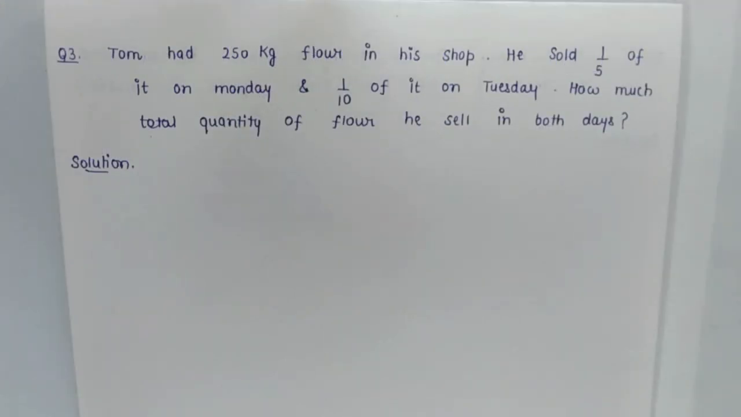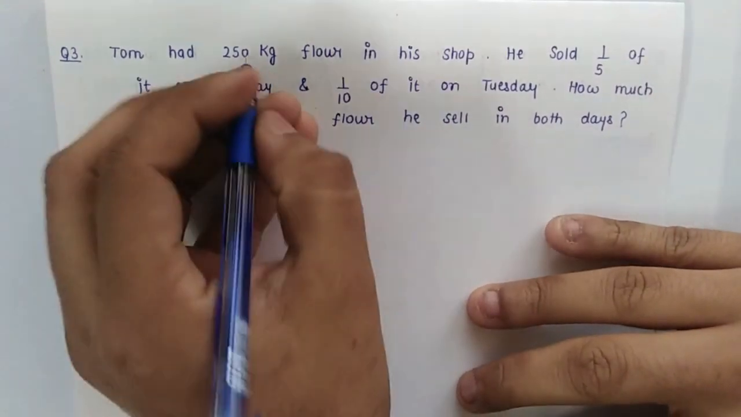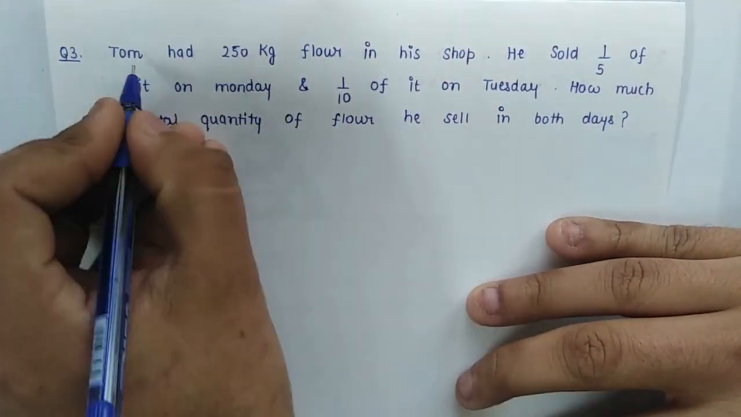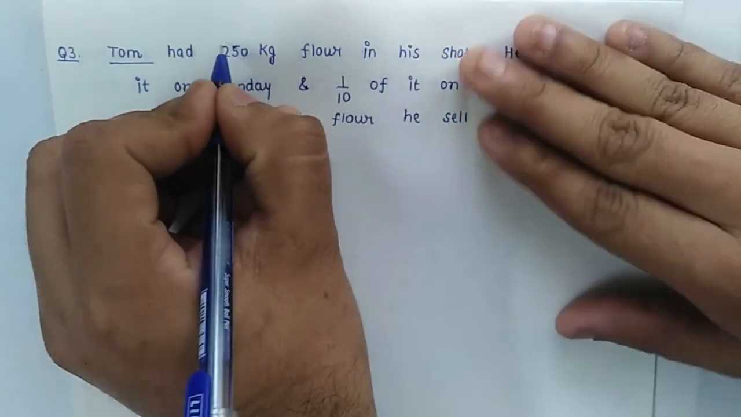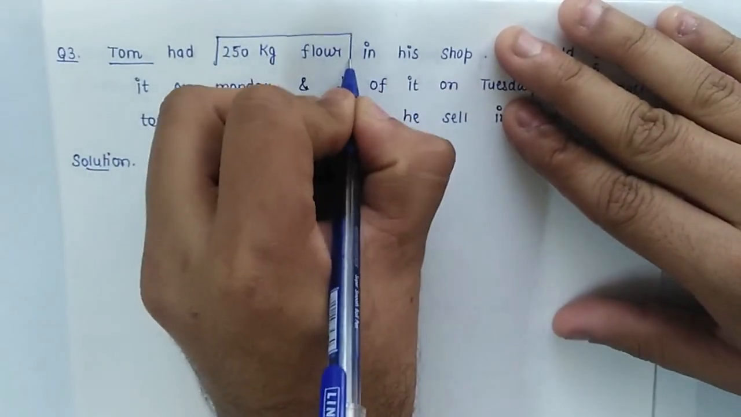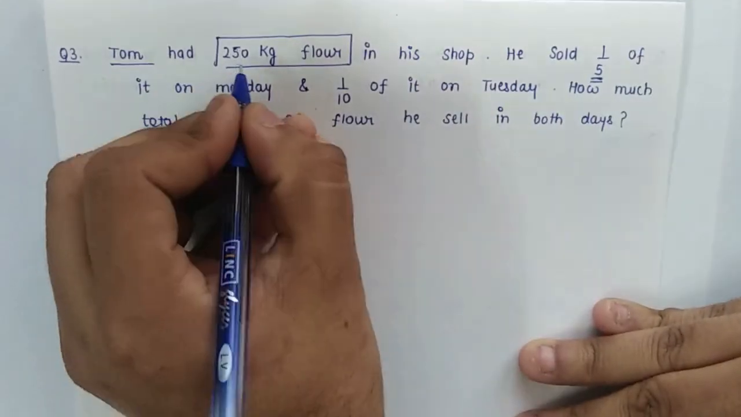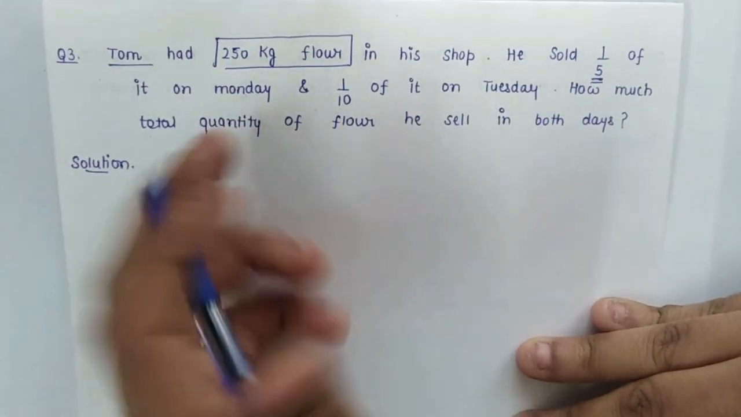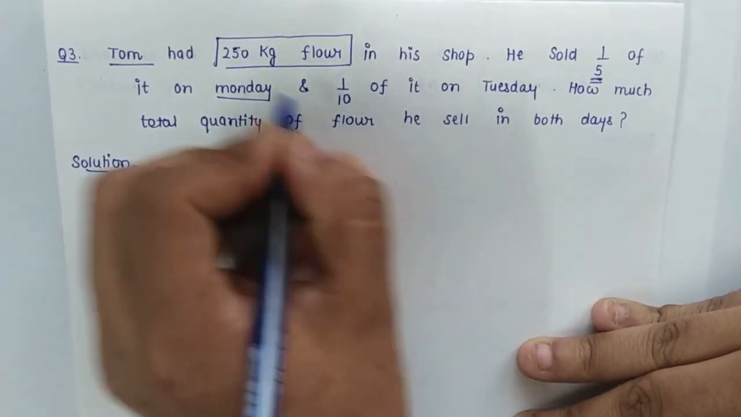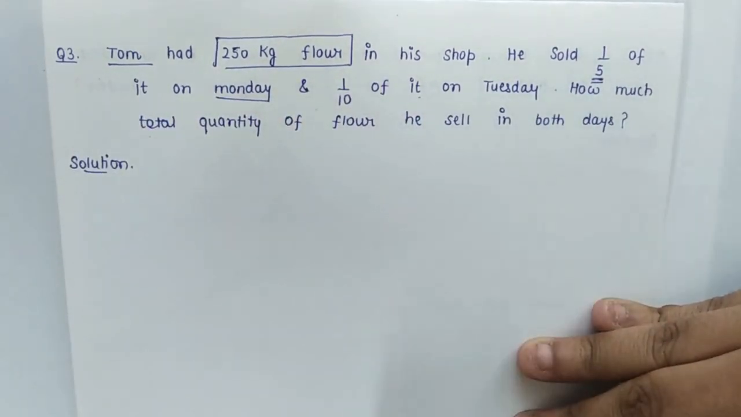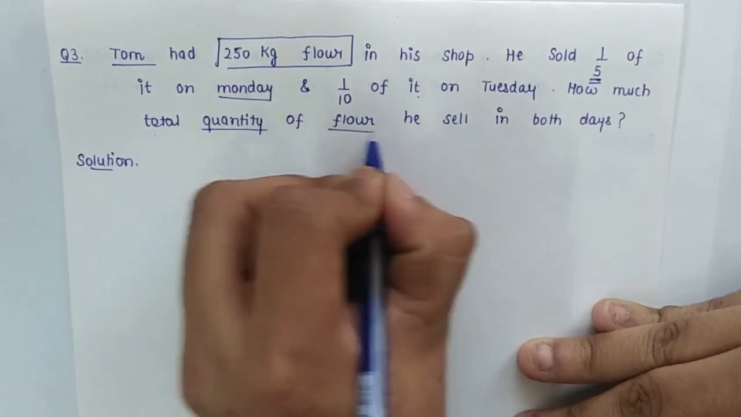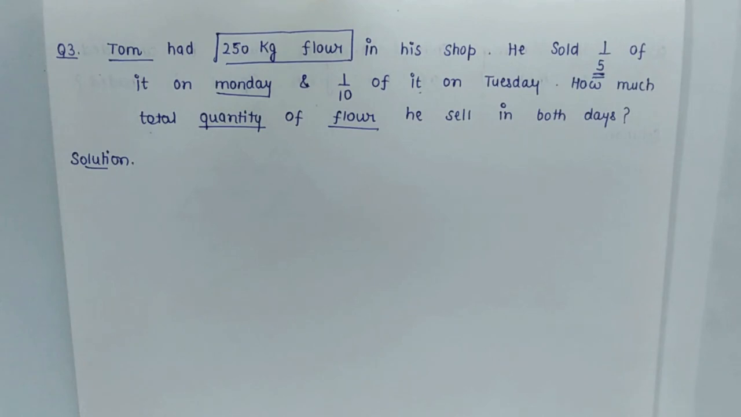Let's take a look at question number 3. Question number 3 is very easy actually. We are given that Tom had 250 kilogram of flour in his shop. He sold 1 by 5 of 250 on Monday and 1 by 10 of 250 on Tuesday. So how much total quantity of flour did he sell in both days?